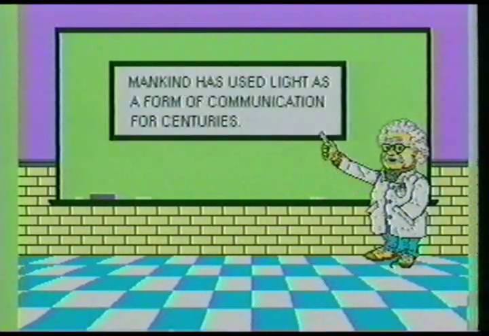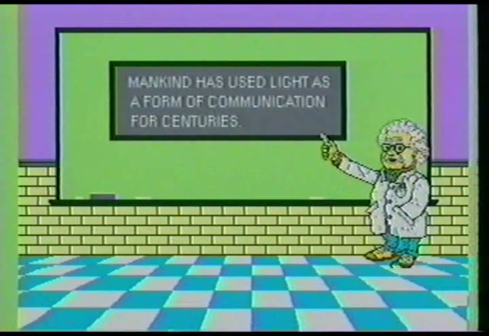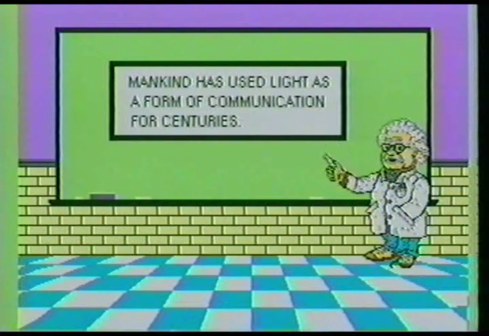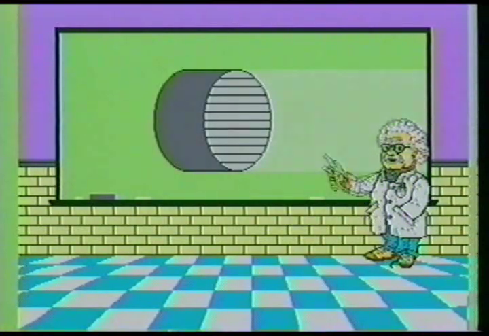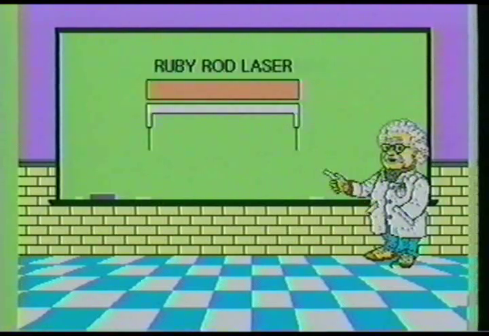Mankind has used light as a form of communication for centuries. The Navy used lights with shutters for communicating between ships at sea for decades. The first major breakthrough for optical communication came with the invention of the ruby rod laser.